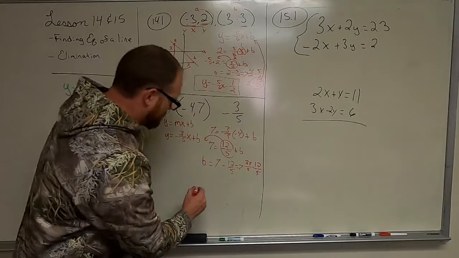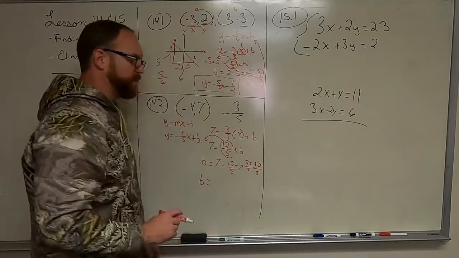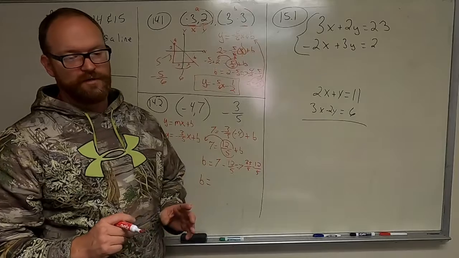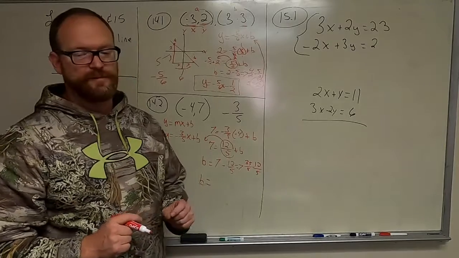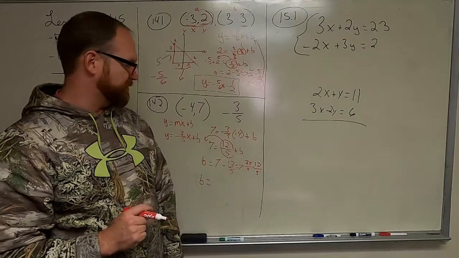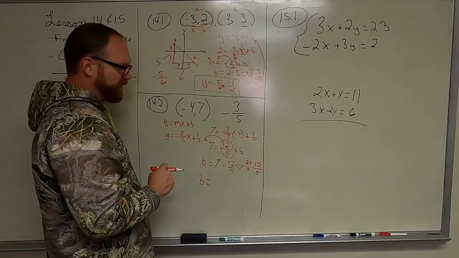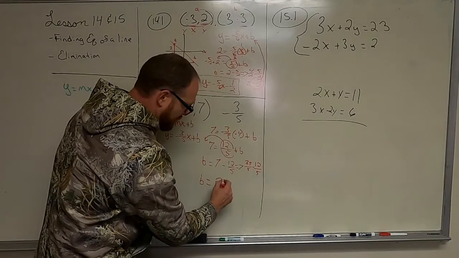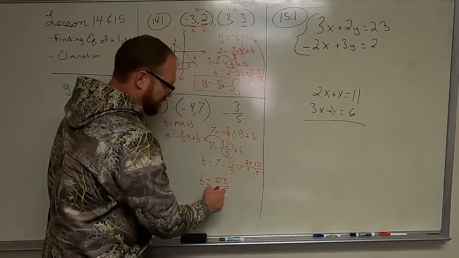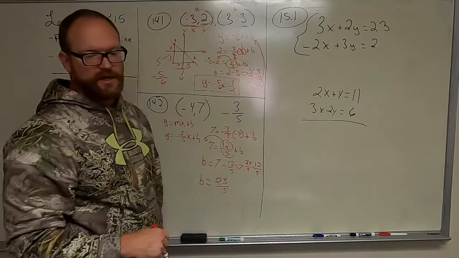But what do we have here? So b is going to equal what? 35 over 5 minus 12 over 5. What's that going to give us? Well, it's going to give us 23 over 5. So b is 23 over 5.